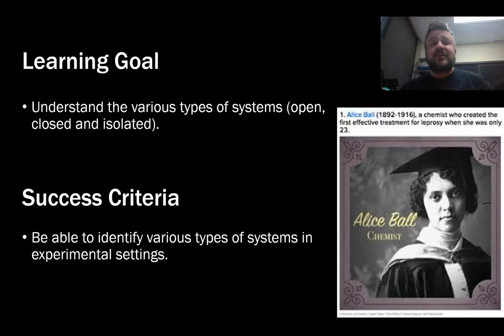So our learning goal here is to be able to understand the various types of systems: open, closed, and isolated. There's another one which is more important in engineering than it is in chemistry, and we won't really get into it. The success criteria here is you should be able to identify various types of systems in an experimental setting.